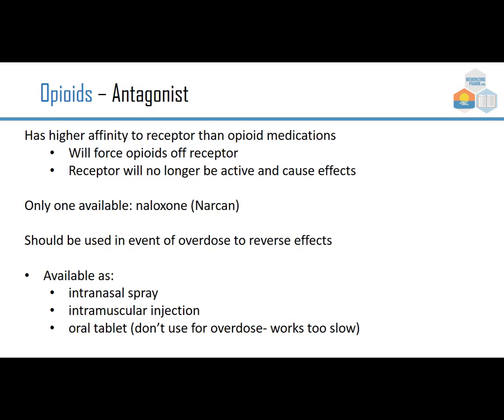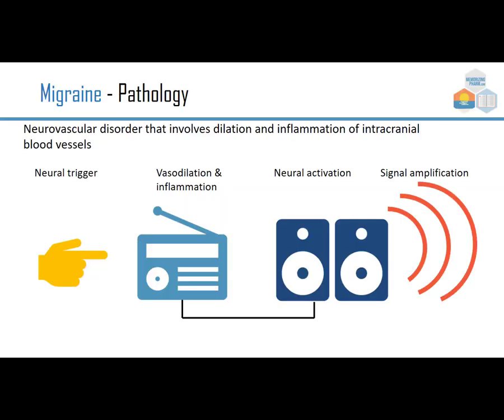It's available as an intranasal spray, intramuscular injection, and oral tablet. But don't use the oral tablet for overdose. It just works too slow. So now that we've gone over the opioids, let's go on to migraine, arthritis, and osteoporosis medications.